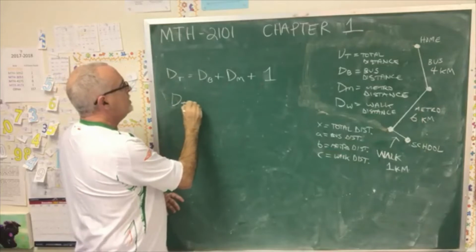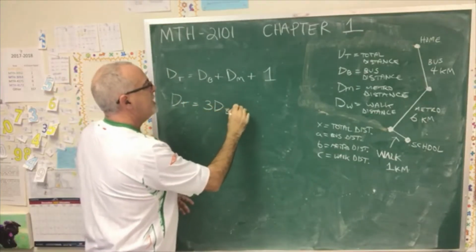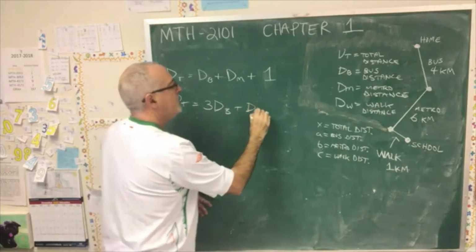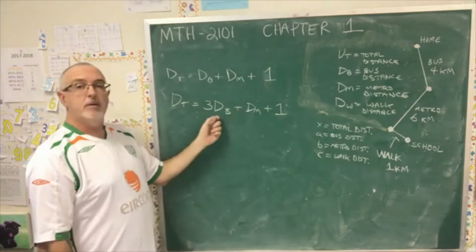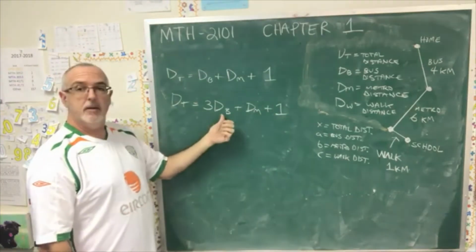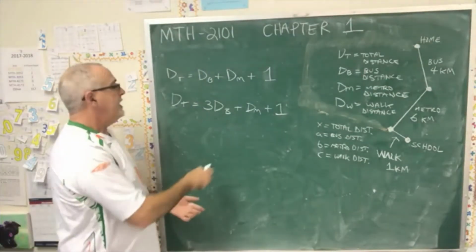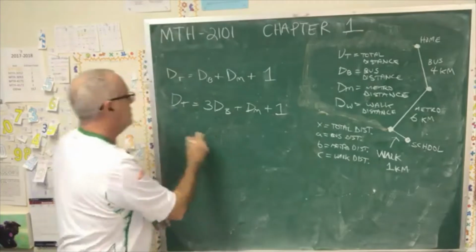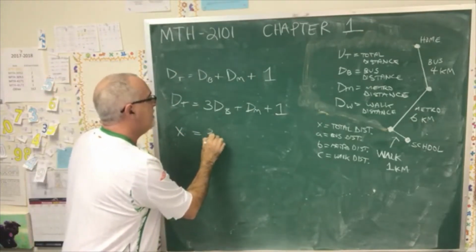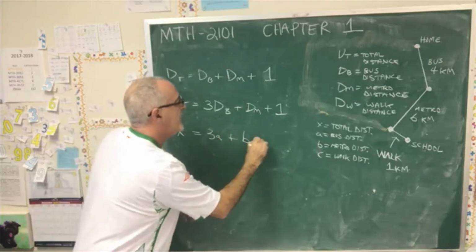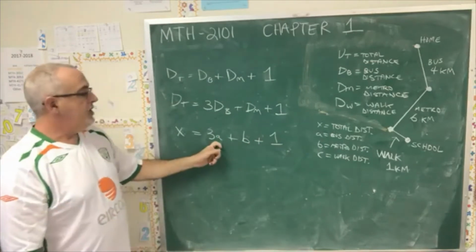The distance total can be equal to 3 times the distance bus plus the distance metro plus the 1 kilometer I always walk. So we have our constant term. We still have our variables, but this time the distance on the bus is being tripled. I have just created a numerical coefficient for this variable. If I go back to my other way of showing the equation, x equals a plus b plus c, I'll say x is equal to 3a plus b plus 1. So I'm using my constant term, and I have a numerical coefficient.